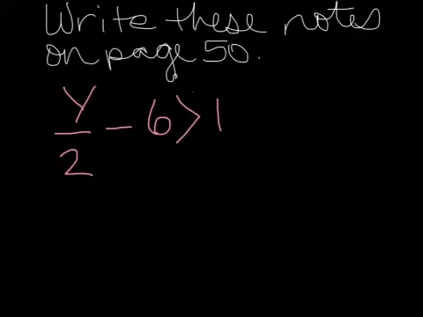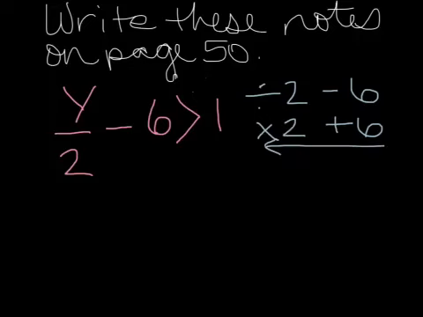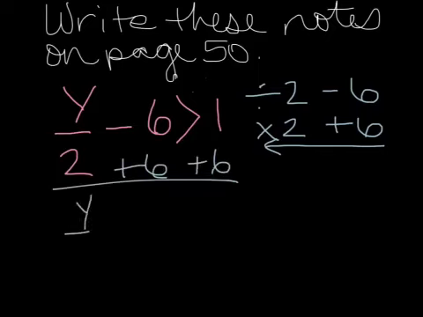So first I want to figure out what am I doing in my inequality. I am dividing by 2, and then I'm subtracting 6. So in order to solve, I need to add 6 and multiply by 2. Okay, so that will be using my inverse operation. So over here, I go and I add 6. I get y divided by 2 is greater than 7, because 1 plus 6 is 7.